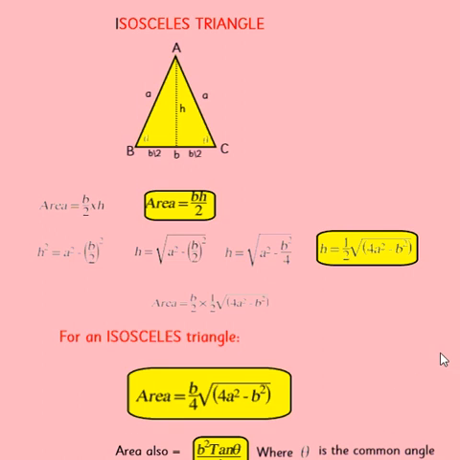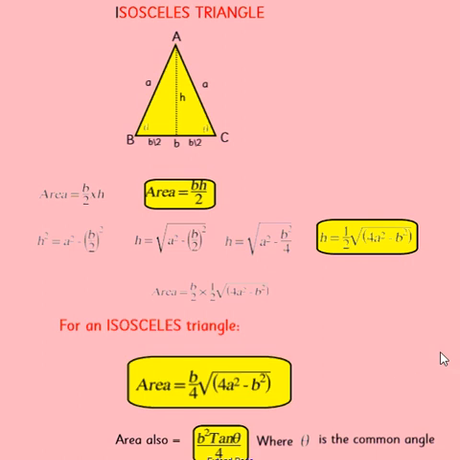Here we have a particular triangle, an isosceles triangle. And there are ways of solving this, but there's a formula which you can see at the bottom there. B over 4 root 4a squared minus b squared. And also b squared tan theta over 4, where theta is one of these two angles here. You don't need to use this for an isosceles triangle, of course, but if you can remember the formulas, it makes it easier.